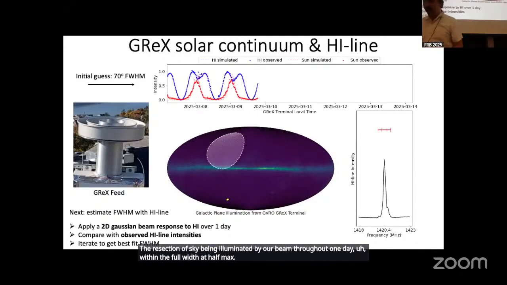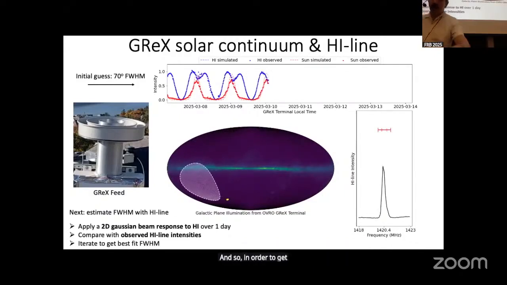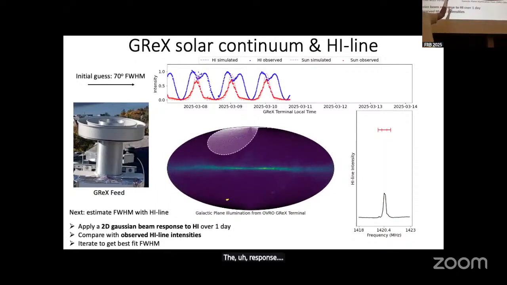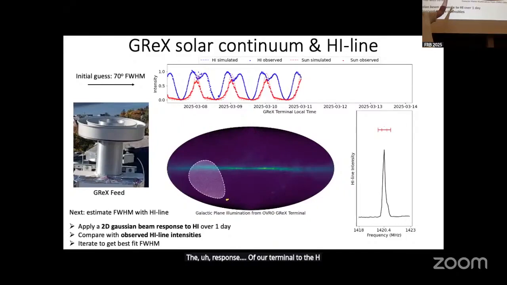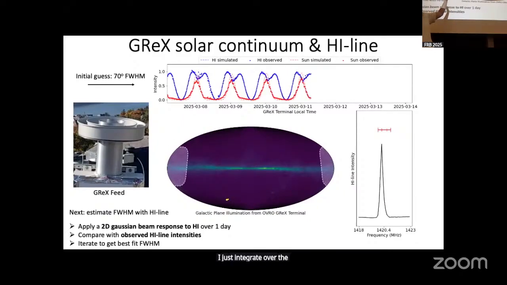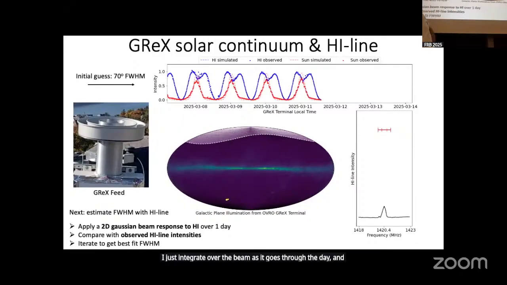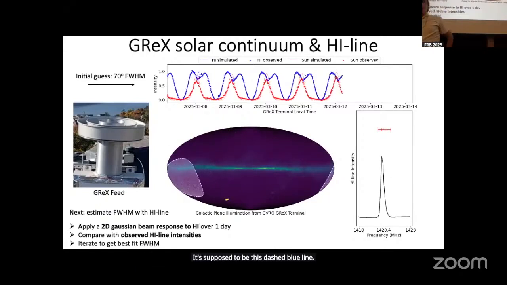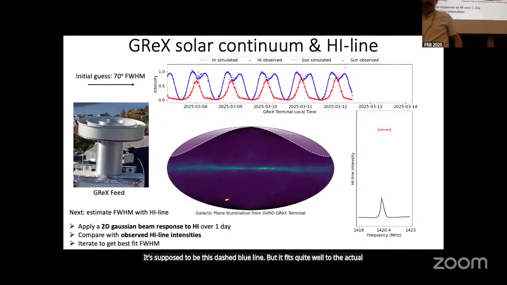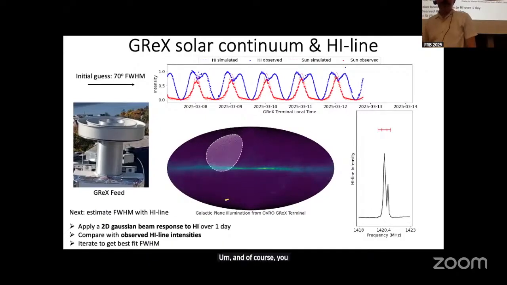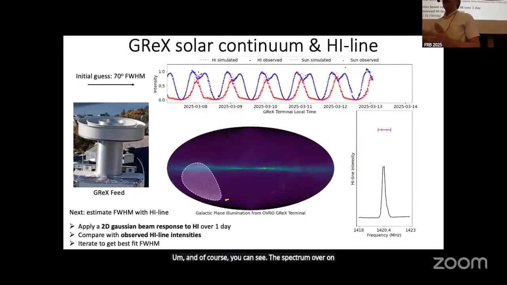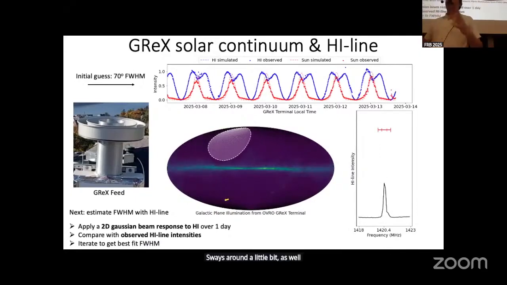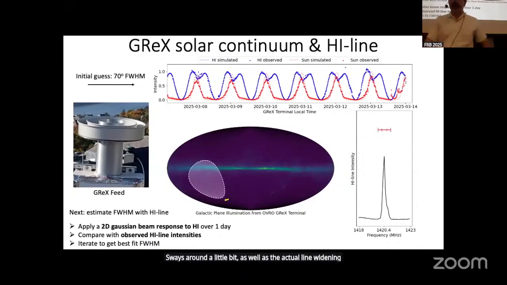And so in order to get simulations for what we expect the response of our terminal to the H1 line to be, I just integrate over the beam as it goes through the day. And I don't know if you can see it. It's supposed to be this dashed blue line, but it fits quite well to the actual measured data. And of course, you can see the spectrum over on the right, due to Doppler shifting, the center frequency sways around a little bit, as well as the actual line widening and thinning.